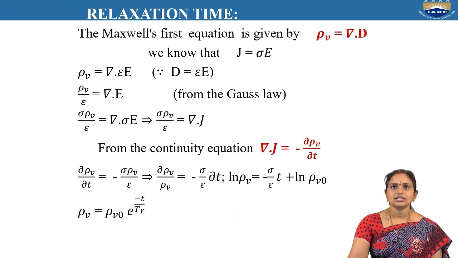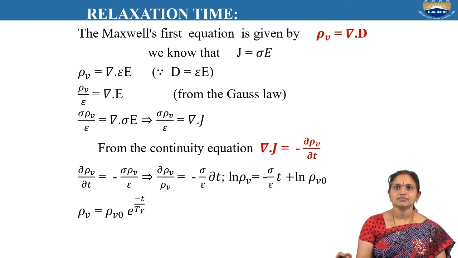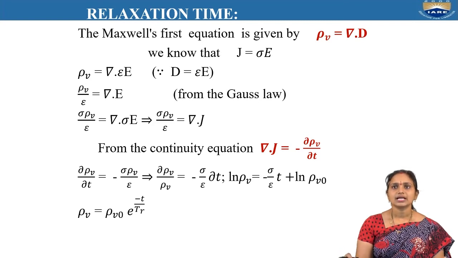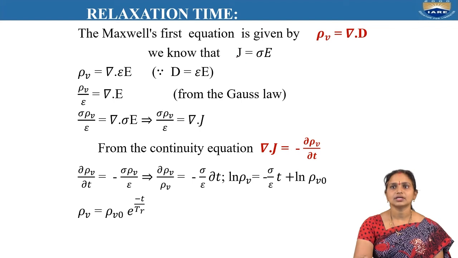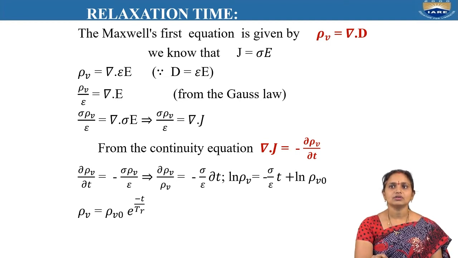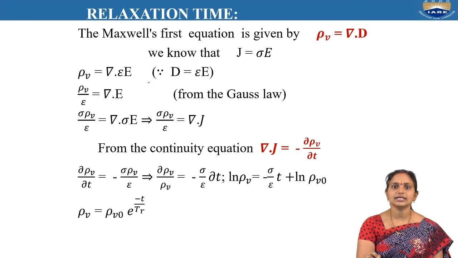From this continuity equation, we can define a term which is the relaxation time. To derive the relaxation time, here I am taking Maxwell's first equation. Maxwell's first equation, obtained from Gauss law by applying the divergence theorem, gives rho_v equals del dot D. Now from the point form of Ohm's law, we can take J as sigma into E. By keeping that in mind, we can rewrite this rho_v term. Rho_v is equal to del dot D before. Now I am trying to replace D with the electric field intensity E.